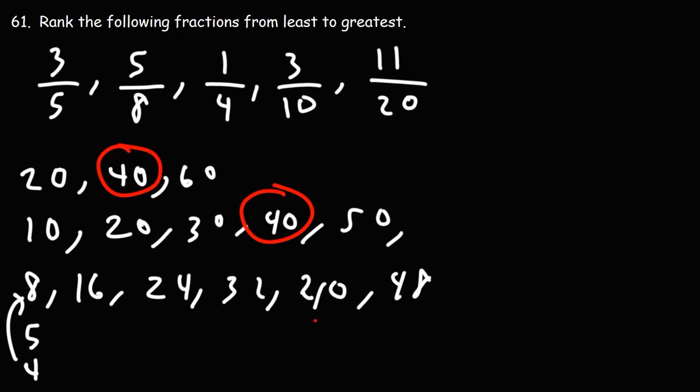Notice that 40 is a common multiple of 10, 20, and 8. It's also a multiple of 4 and 5 because 10 is a multiple of 5 and 8 is a multiple of 4. So 40 is the common denominator that we want to get.